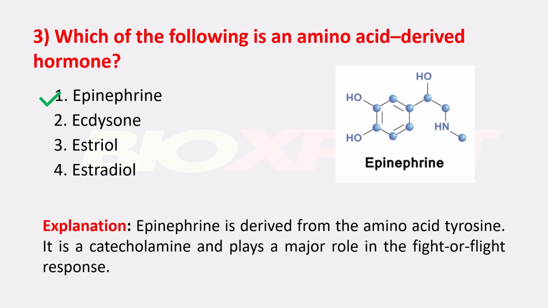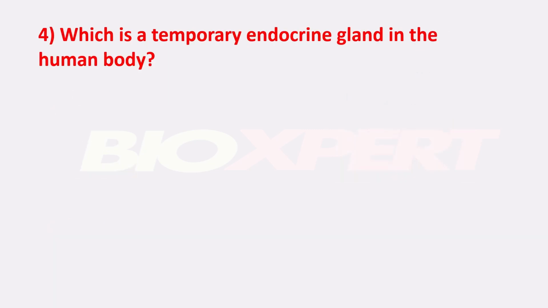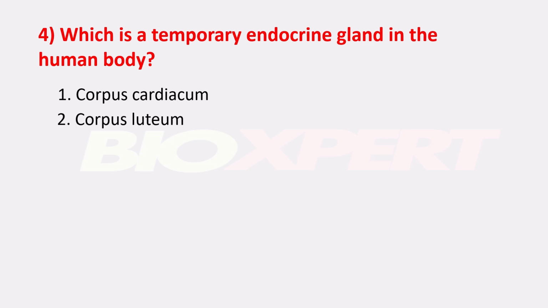Epinephrine. Epinephrine is derived from the amino acid tyrosine. It is a catecholamine and plays a major role in the fight-or-flight response. Which is a temporary endocrine gland in the human body?